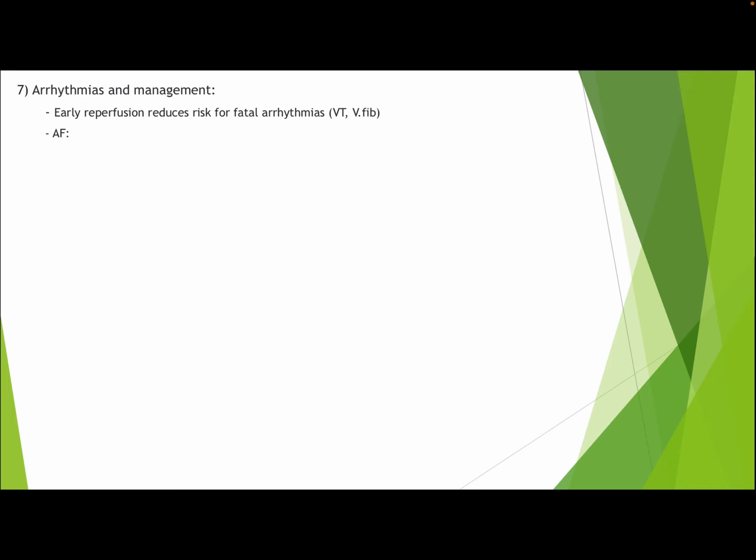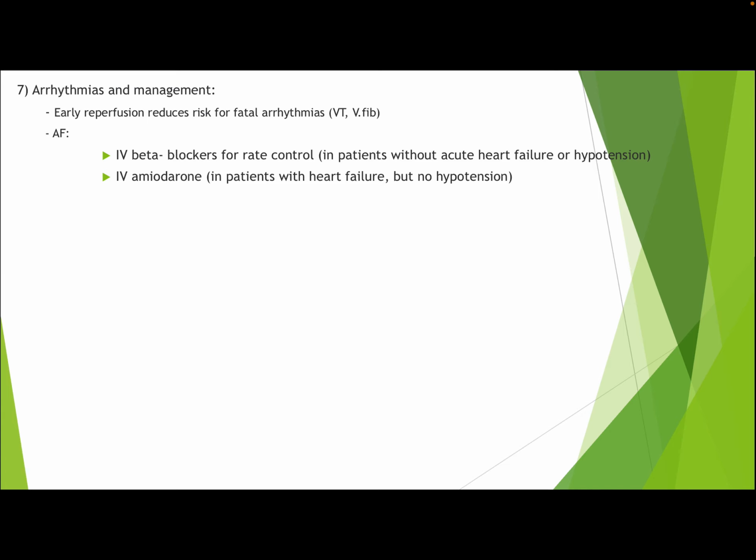So suppose the patient has atrial fibrillation, we go for IV beta blockers for rate control. Again, you have to make sure the patient does not have acute heart failure or severe hypotension. You can try for IV amiodarone if the patient has heart failure, again, but the patient should not have hypotension.